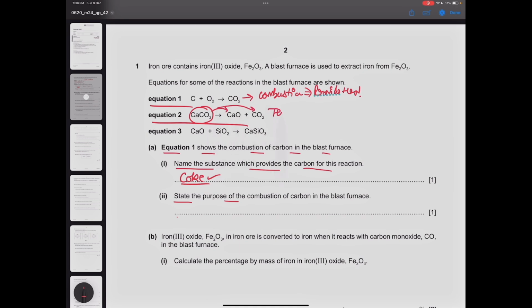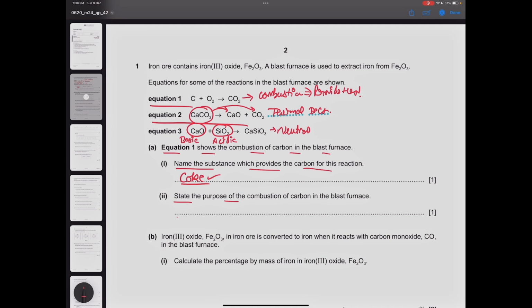And the second equation, it's calcium carbonate breaking into two different products. So this is a thermal decomposition reaction. The equation number 3, calcium oxide, which is a metallic oxide. Metallic oxides are basic in nature, right? So I can call this a base, and silicon dioxide, which is a non-metallic oxide, and non-metallic oxides are acidic in nature. So this is in a way a neutralization reaction.